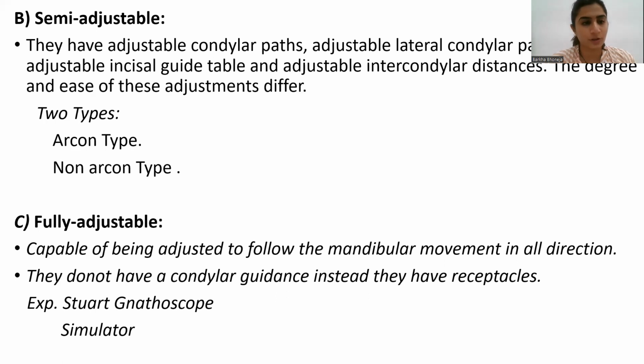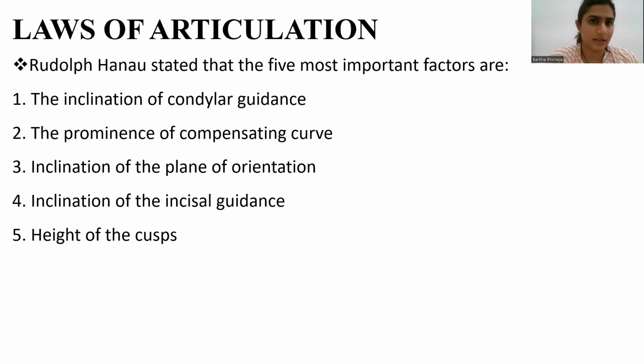Again, I've explained to you before also, Arcon is a type of articulator in which the condylar element is present in the lower member, just similar to what we have in our mouth. And in non-Arcon, the condylar element is present in the upper member. Fully adjustable articulators are capable of being adjusted to follow the mandibular movement in all directions. They do not have a condylar guidance. Instead, they have receptacles. That means there you can customize the condylar guide and the pathway. Stuart, Gnathosonic, Simulator, Pantronic, all the others are examples of fully adjustable articulators.